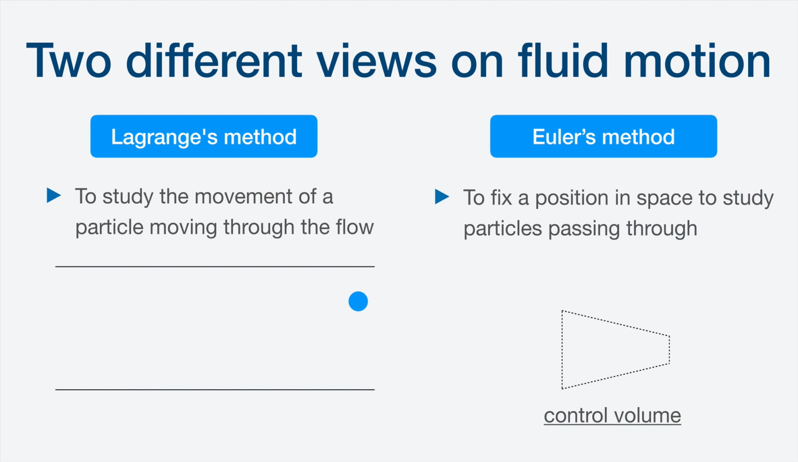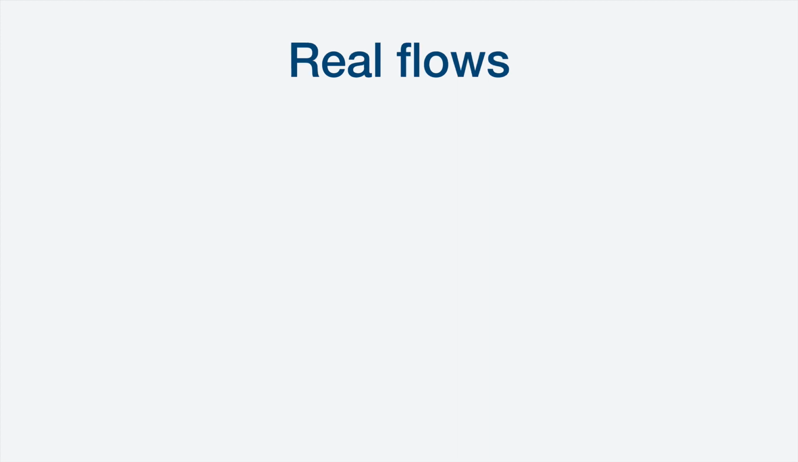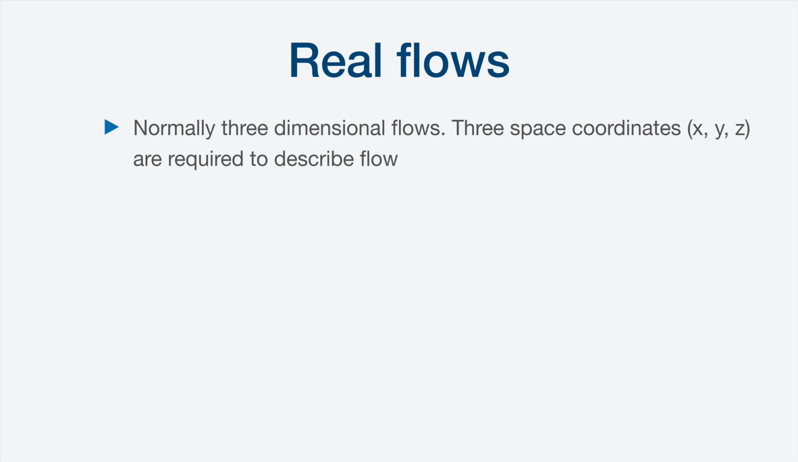For example, if we have pipes, we define initial section 1, section 2, and we study what happens at the entrance of this volume and what happens at the outlet section of the volume. Real flows, everybody knows, are very complex. Why? They are normally three-dimensional. To describe flows, you will require three space coordinates.